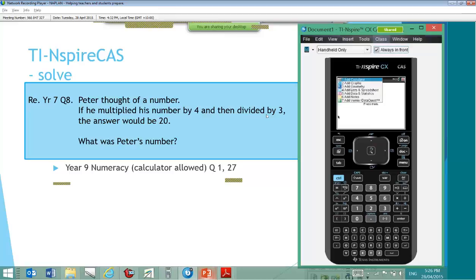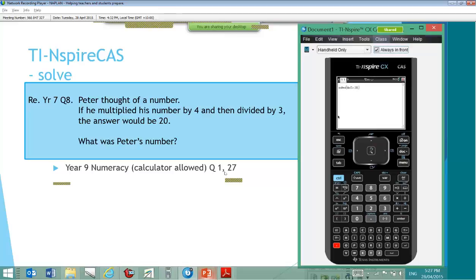So I've got a calculator page. Under menu, I'm going to come down to algebra and say solve. And what's our equation? Well, 4 times Peter's number, 4x. Let's call the number x, and we'll divide that by 3, and we'll put it equal to 20. And at this point, I'll put a comma because I have an equation written.